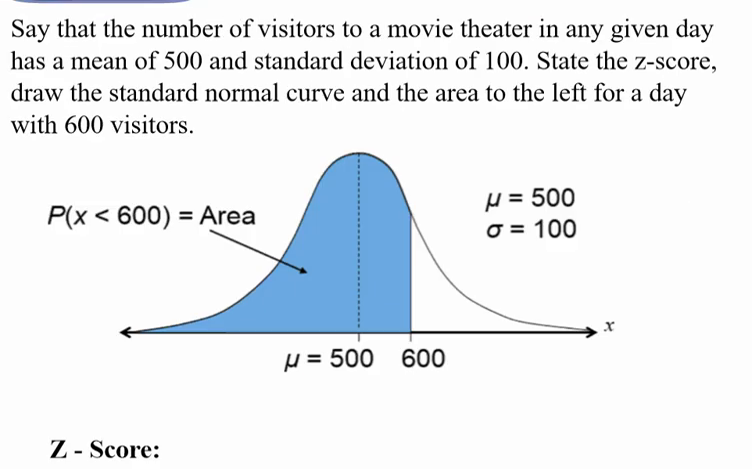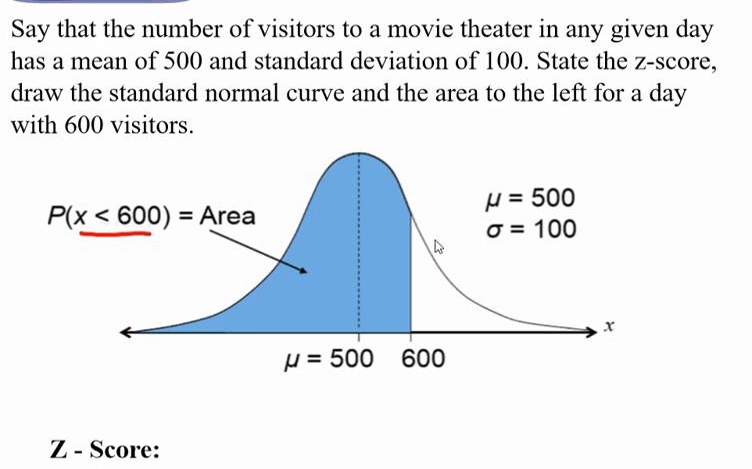As an example, say that the number of visitors to a movie theater in any given day has an average of 500 and a standard deviation of 100. State the z-score, draw the standard normal curve and the area to the left for a day with 600 visitors. So what we're really calculating is the probability that the number of visitors we get in a day is going to be less than 600.